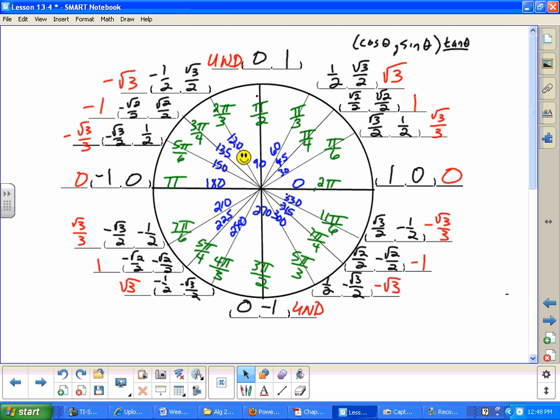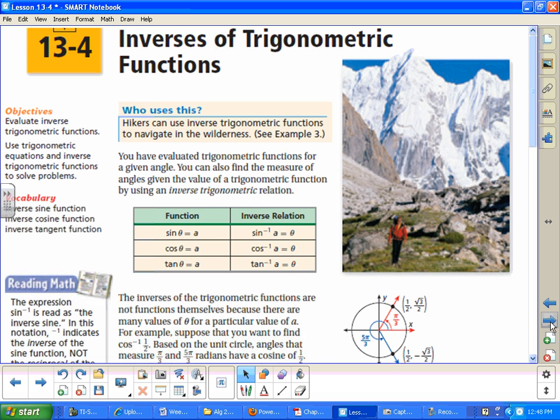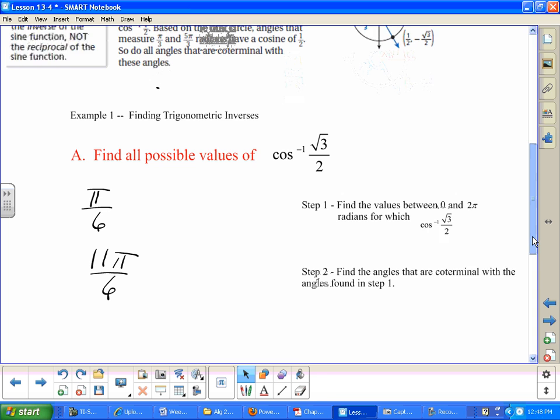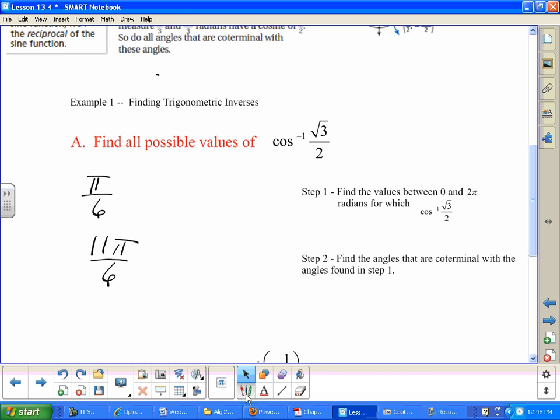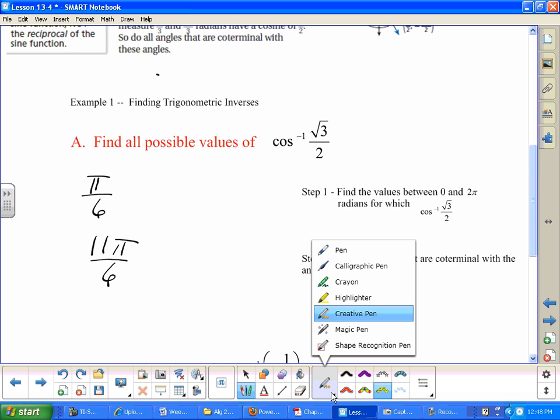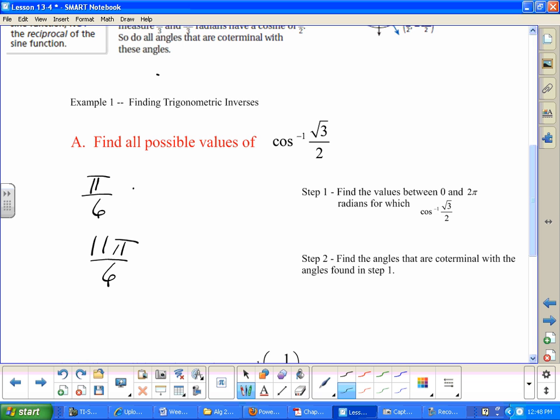Adding 2 pi, all right? I can do it from pi over 6, and the same thing applies at 11 pi over 6. So the answer I'm going to have here is pi over 6 plus 2 pi n, and 11 pi over 6 plus 2 pi n.